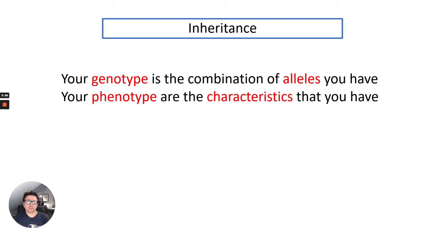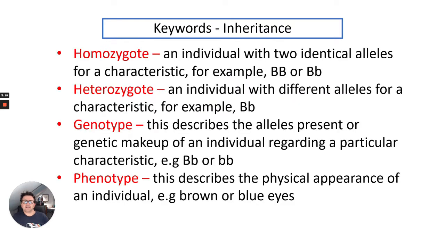Now, your genotype is the combination of alleles you have, and your phenotype are the characteristics that you have. Okay, so just a quick recap of some of those words. Particularly though, a genotype describes the alleles present or a genetic makeup of an individual, and phenotype describes the physical appearance of an individual. So what I'm going to do is show you some examples of what happens when alleles cross with each other and what kind of characteristics you would get.